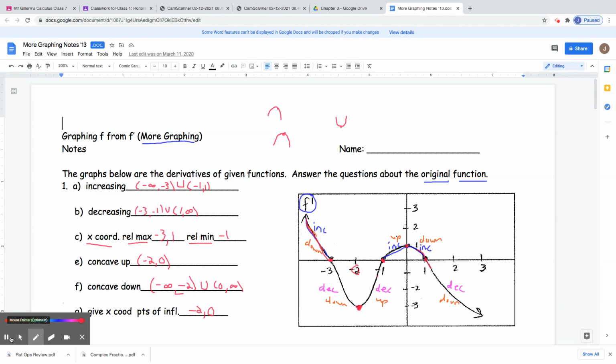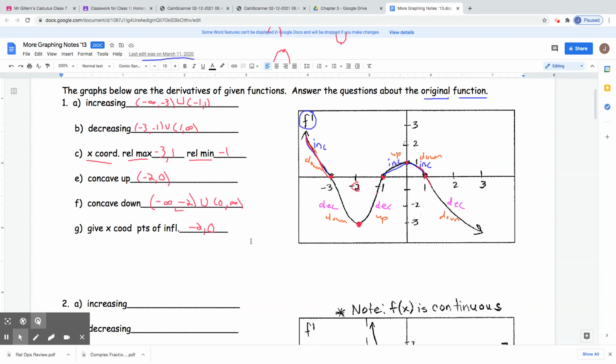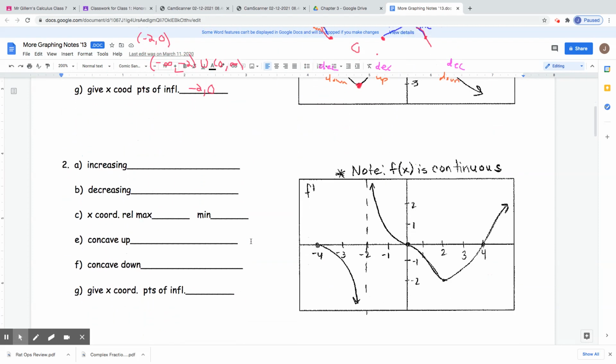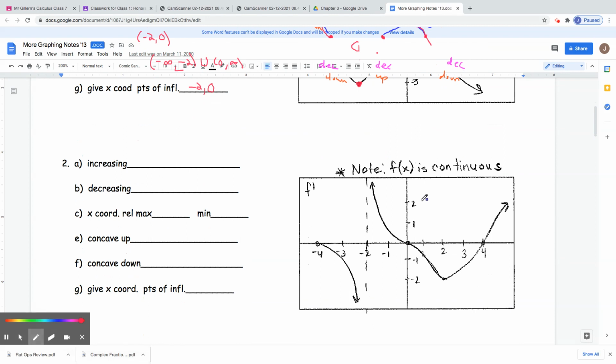All right, and there you go. That's what we have for that. Okay, this one. We have an asymptote on the graph of the derivative. However, notice it says that f of x is continuous. That means this asymptote is not really in play on the original. This asymptote is only on this graph. It's not on the original because it says it's continuous.